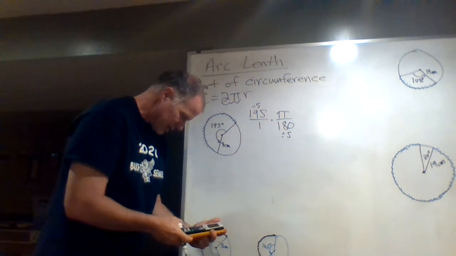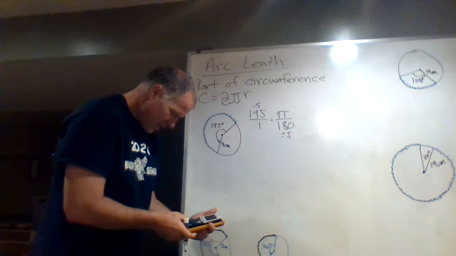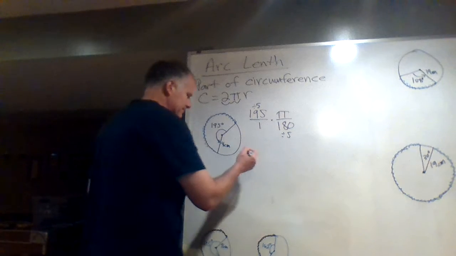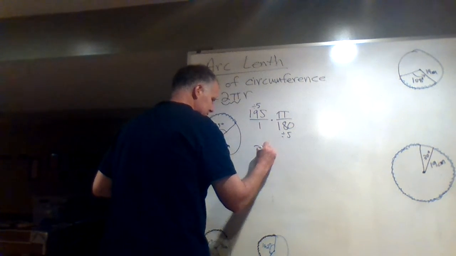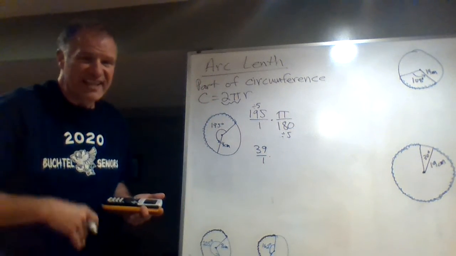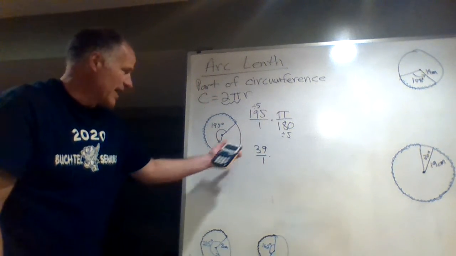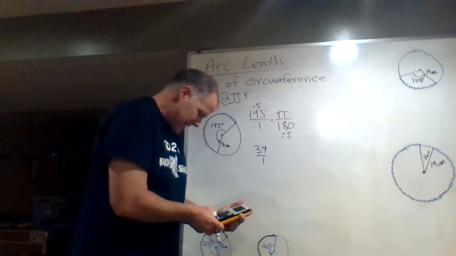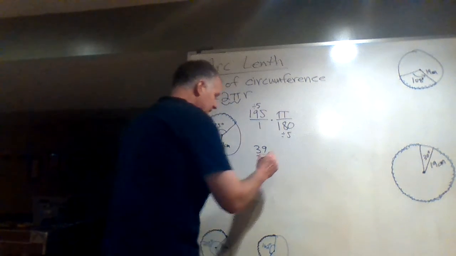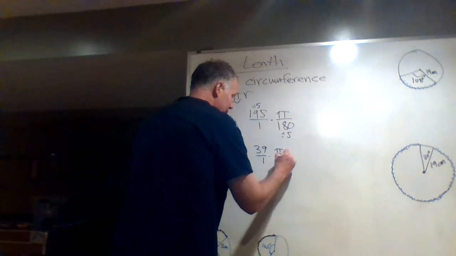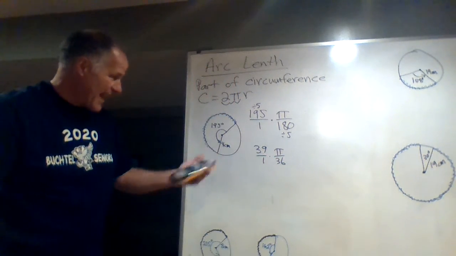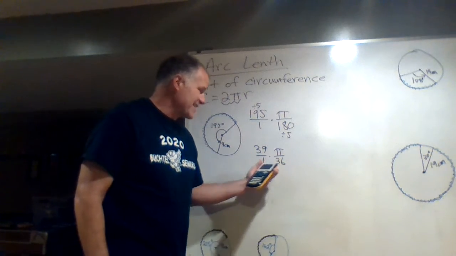So again, on your calculator, 195 divided by 5, 39. Okay, now remember, you don't always know if you're done yet, so I'm not going to write the answer yet. Now 180 divided by 5 is 36. So we can keep 39 and 36.